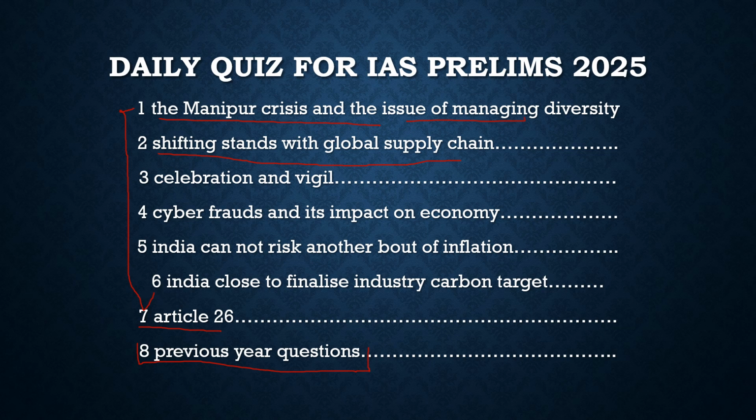After that, there is another article. It is about the celebration and vigil. It talks about the elimination of diseases like Kala Azar and trachoma. We had already discussed in our previous class about Kala Azar, which is also called black fever, and how India is very near to eliminating it.